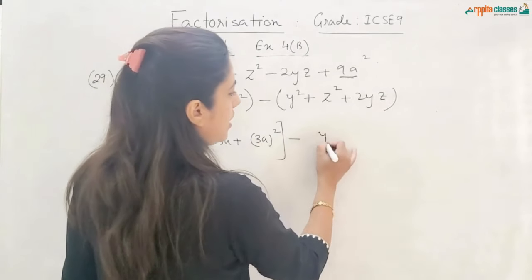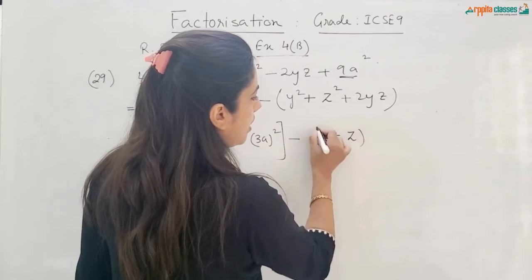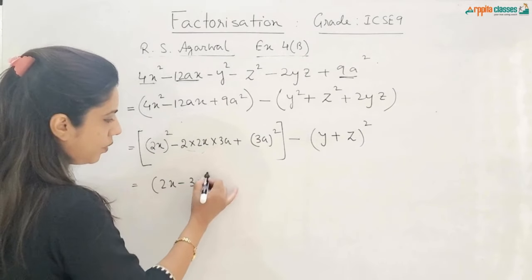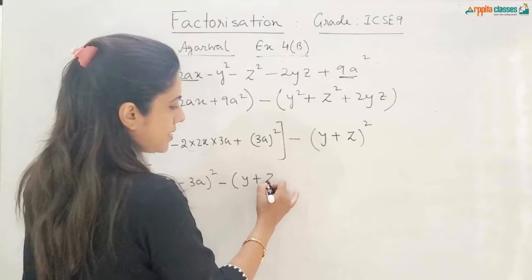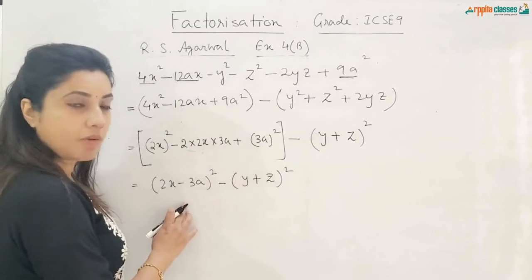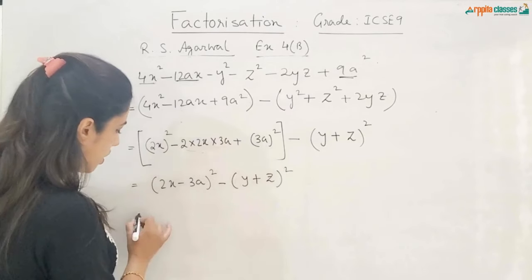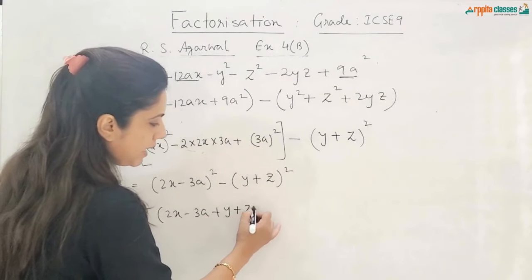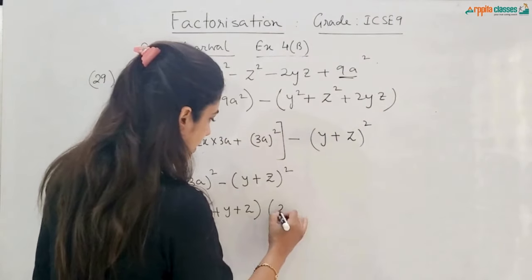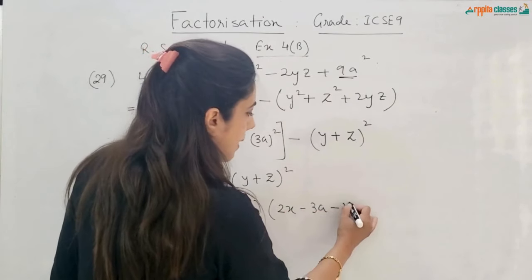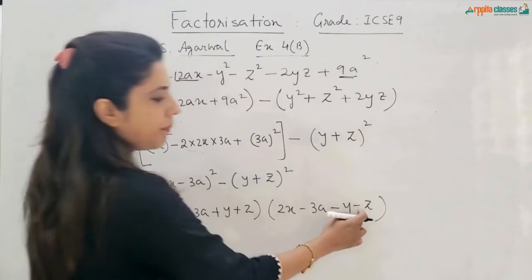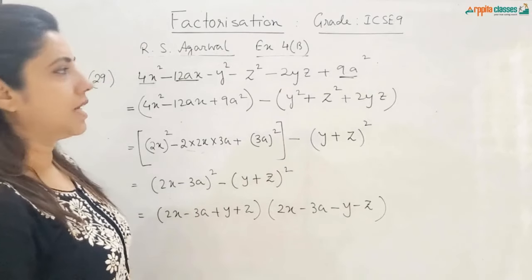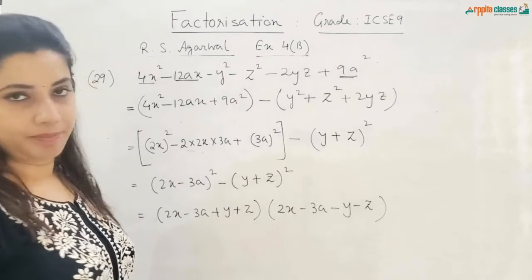Minus, here it is clearly y plus z the whole square. So here I am getting 2x minus 3a the whole square minus y plus z the whole square. So again this is the form of a square minus b square. So now I am going to write a plus b and a minus b, where your a is 2x minus 3y. While writing minus b, the signs will get changed: minus y and minus z. Okay, so these are the two factors of question number 29.